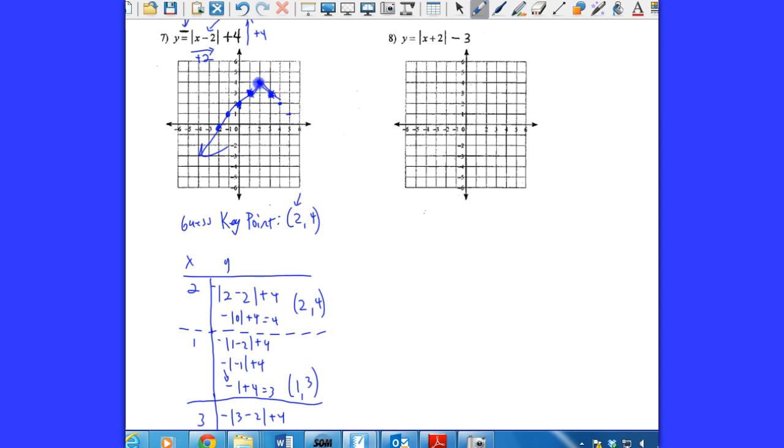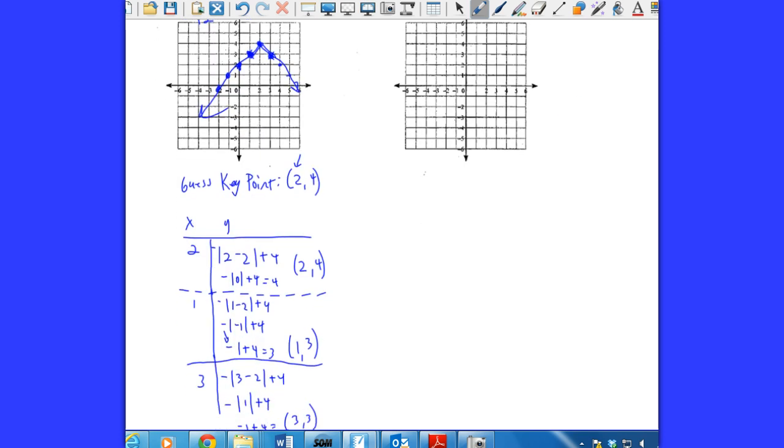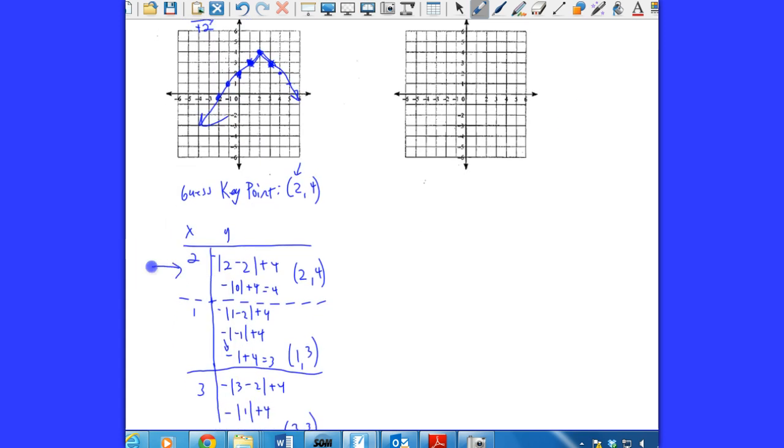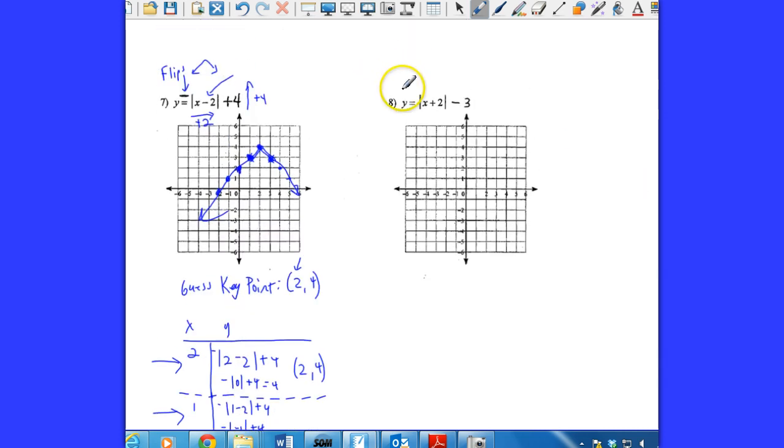All right, let's look at one last example and we'll be all done for you. Number 8. So what you have to do is get the key point, and get 1 point on each side of the key point to make sure that the graph actually turns around that key point there. So let's look at number 8 here.